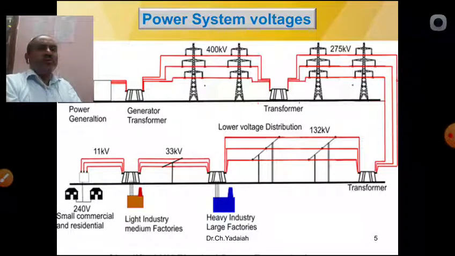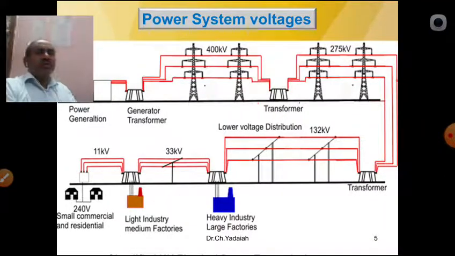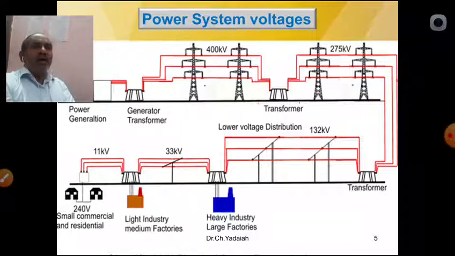Next, here you can see light industry. They will take 33 kV directly, and sometimes 11 kV. After 11 kV, it is stepped down by DTRs to 3-phase 400 volts and single phase 230 volts, which is given to normal domestic applications. This is the idea of how the voltage goes from the generating station to our house, and the steps by which voltage is converted from low voltage to high voltage and then stepped down to low voltage.